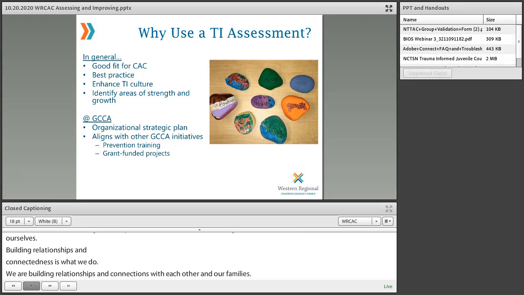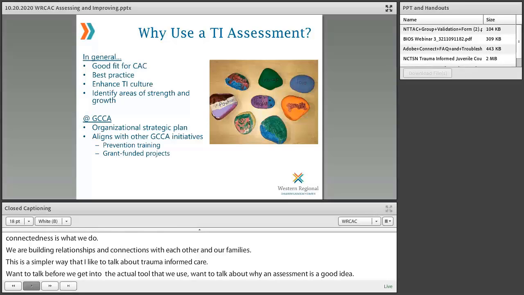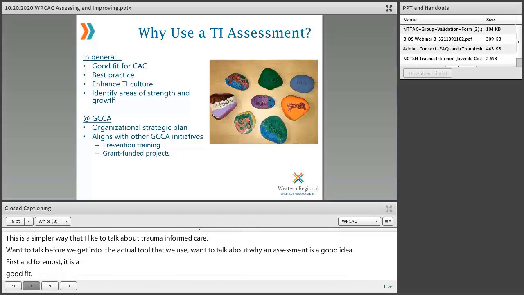So before we get into the actual tool that we use, I want to talk a little bit about why using a trauma-informed assessment is a good idea. First and foremost, it's a good fit for a CAC. We were a trauma-informed idea as a child advocacy center before that term was really used, right? CACs were developed to minimize trauma, to enhance collaboration, to provide healing, right? We didn't call it trauma-informed, but that's really what it was in the 80s when CACs came to be. And we also feel that it's best practice.